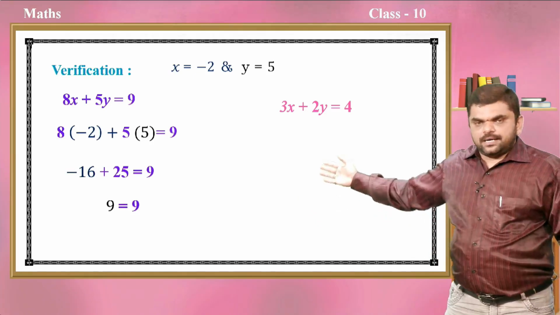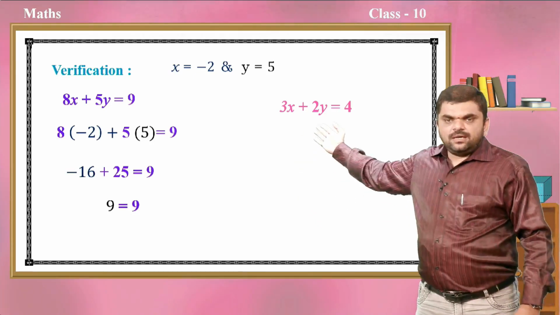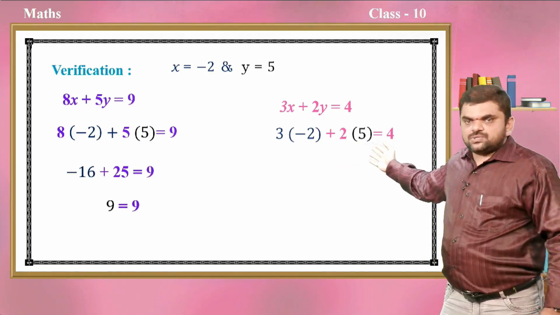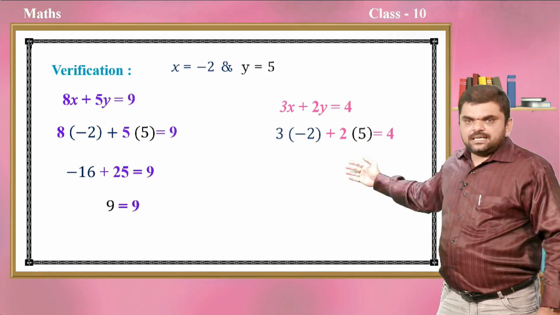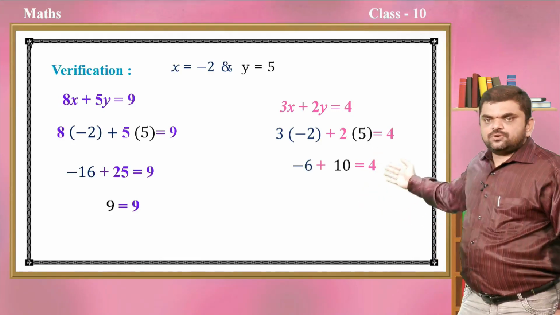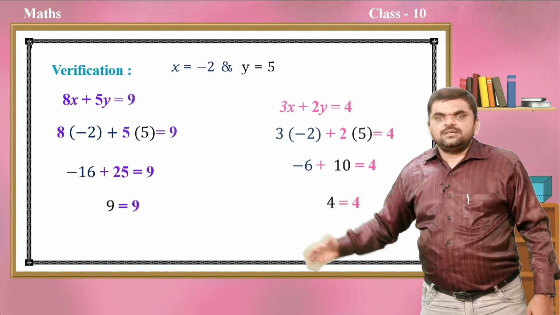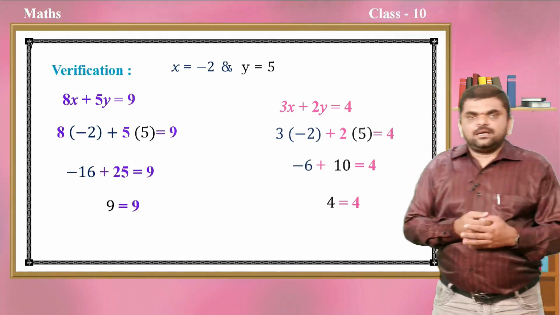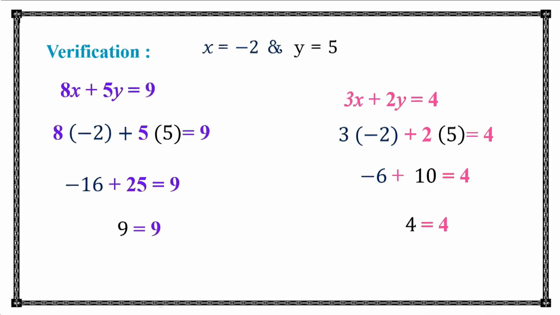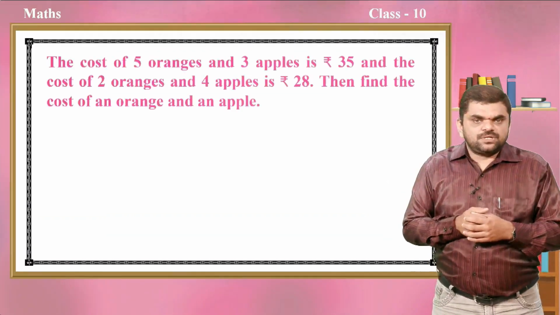In the same way, 3x plus 2y is equal to 4. 3 into minus 2 plus 2 into 5 is equal to 4, that is minus 6 plus 10 is equal to 4, that is 10 minus 6 is equal to 4, 4 is equal to 4, and our values are correct. The way we solved the problem is correct. So let's check another problem, children.